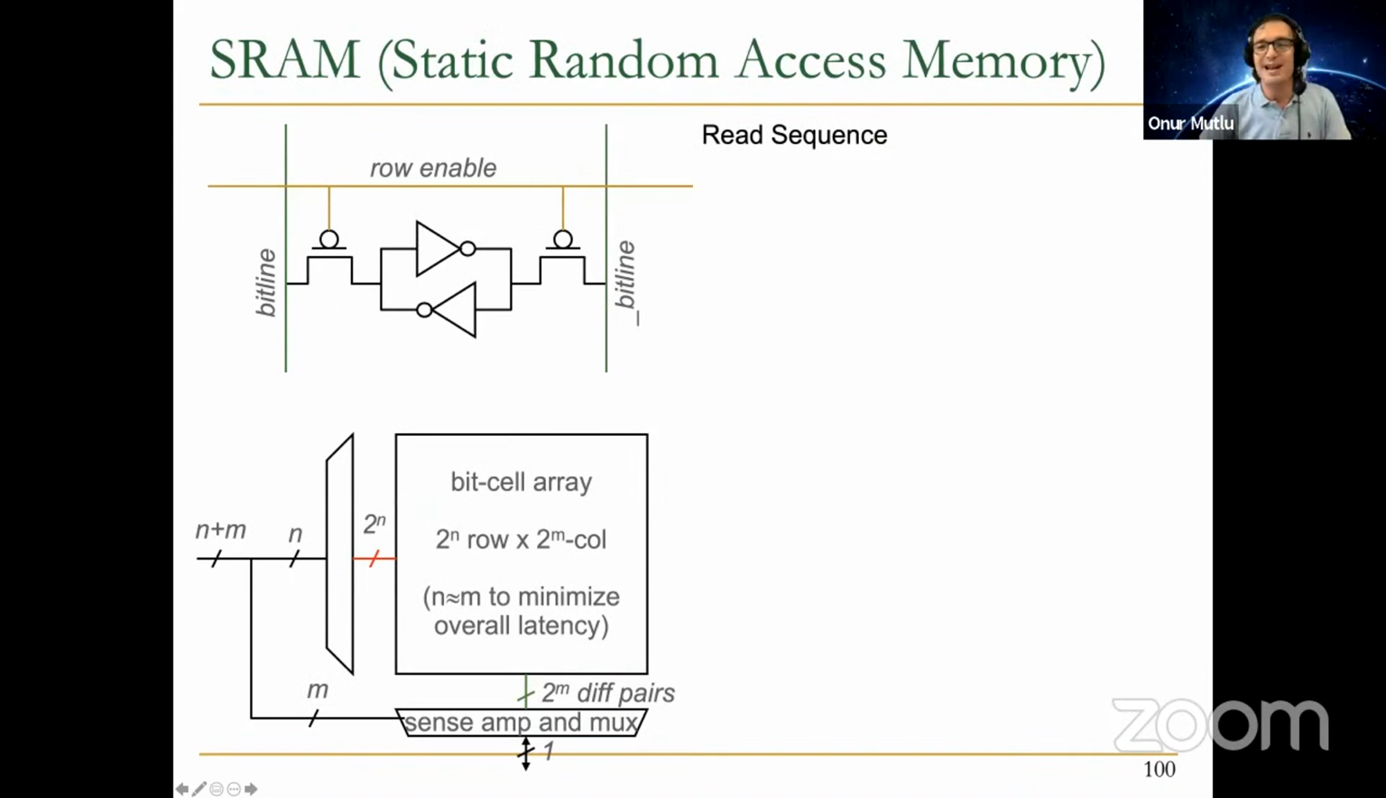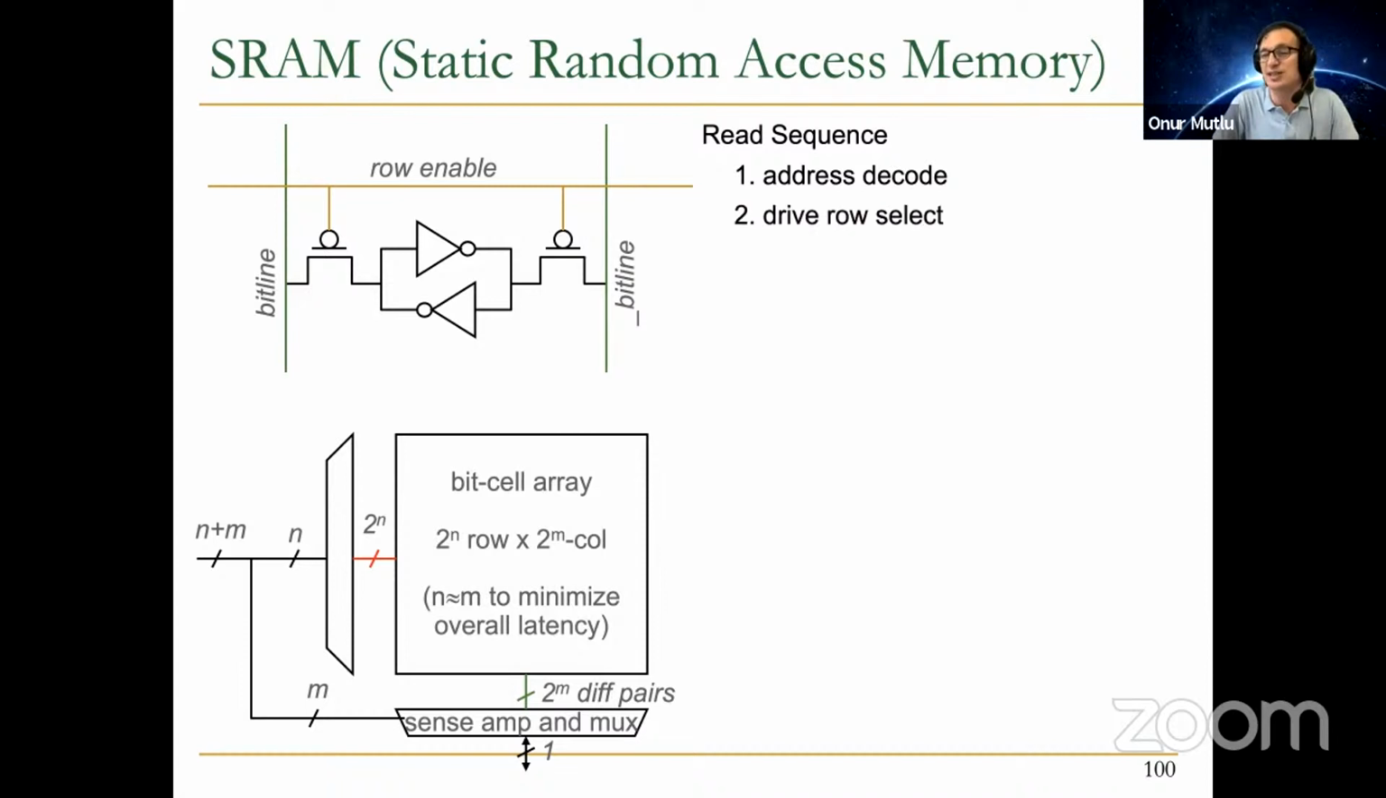Okay, so static random access memory. Essentially, it's the same, basically. I'm going to go through these relatively quickly. As I said, n is usually equal to m to minimize overall latency and maximize the density. So you basically supply n plus m bits. N of them go to row address, m of them go to column address. And these are on chip usually. So you supply all of the address at the same time, usually, because SRAM is on chip.